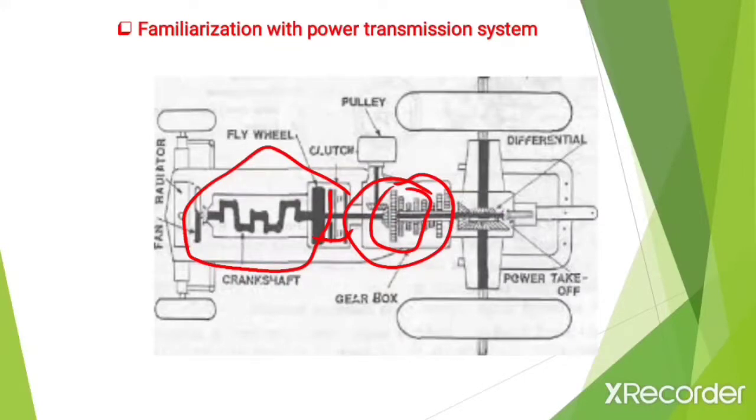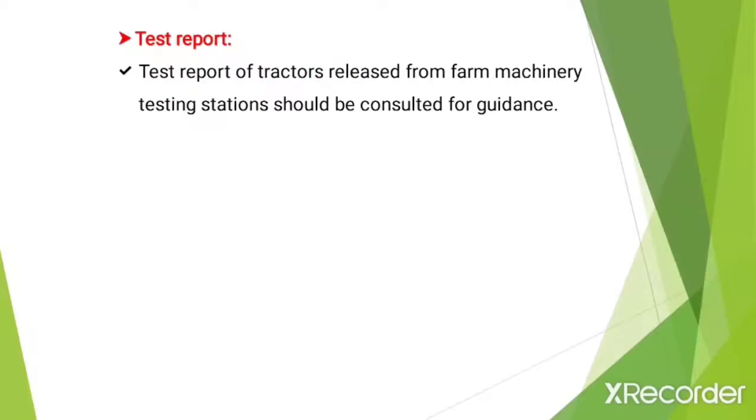Whatever power is transmitted from the engine is transferred to the rear wheels, then the differential unit, and finally to the PTO shaft. The PTO shaft is used to run different stationary and mobile machineries. Now let's see the next point.